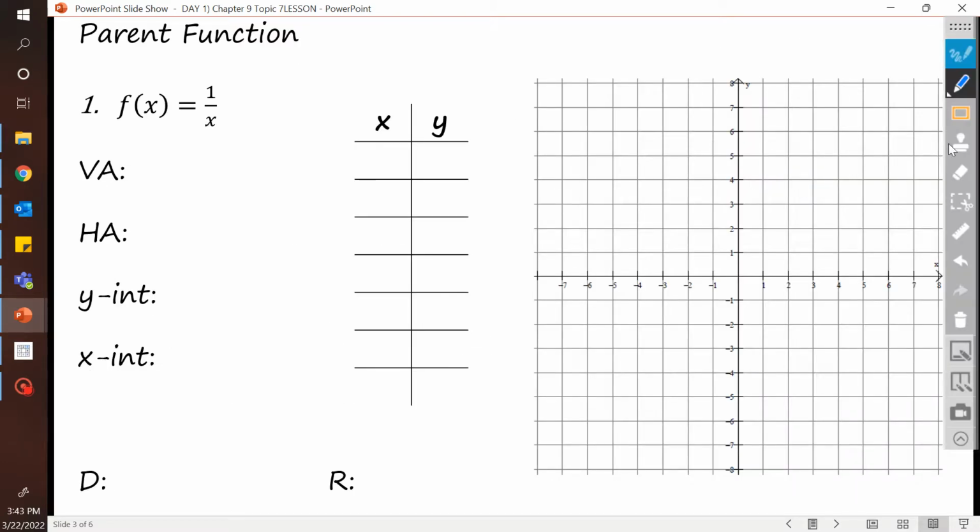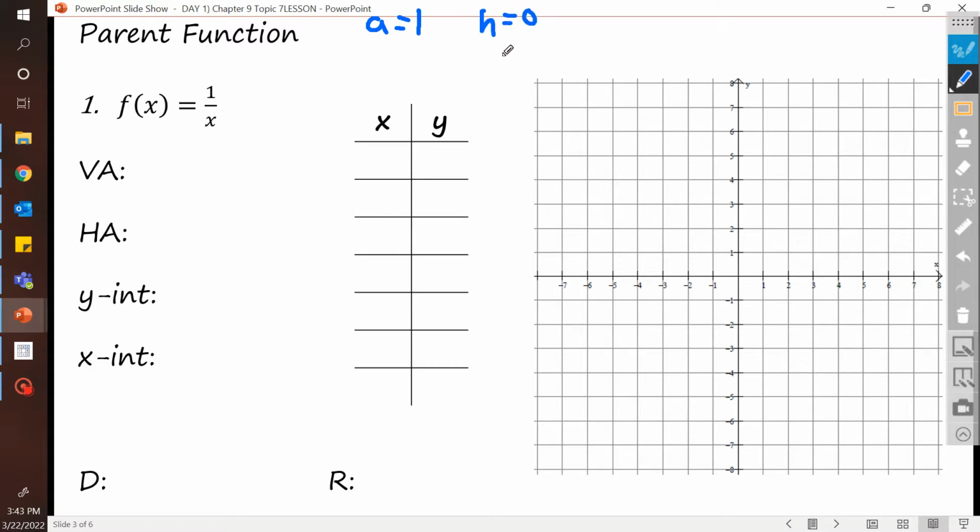We already know what this looks like, but let's go ahead and graph it by hand. So the a value is 1, which means that there's no stretch or compression. The h value is 0, which means that there's no horizontal shift. And the k value is 0, which means that there's no vertical shift.